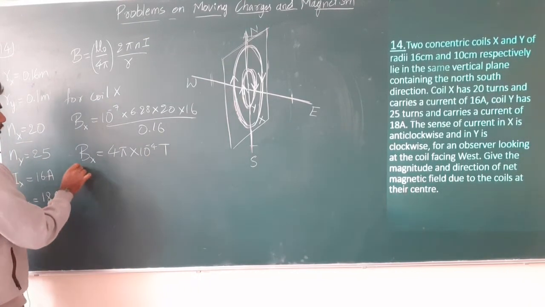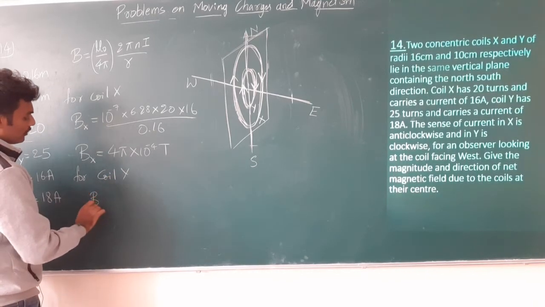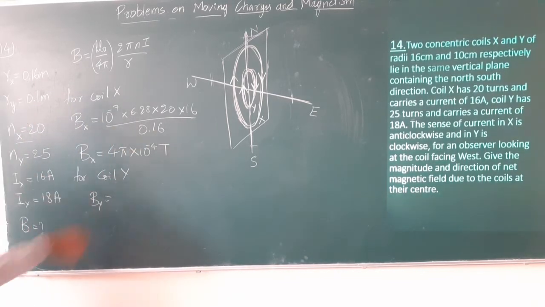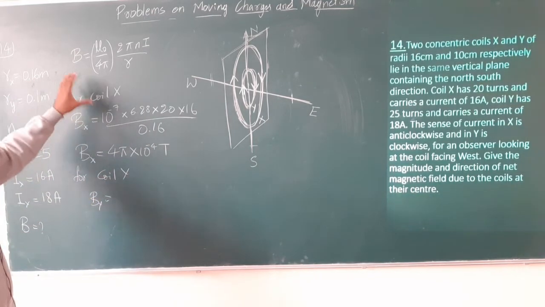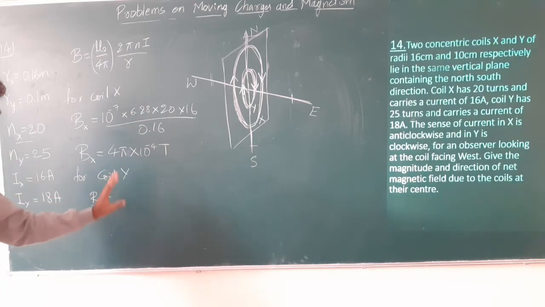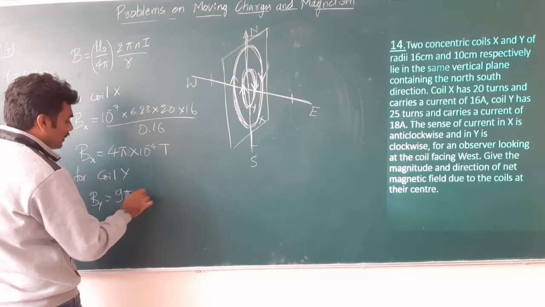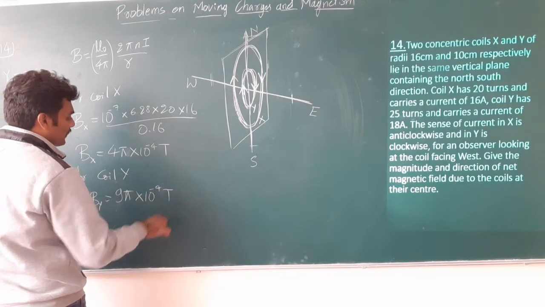Similarly, for coil Y, you do the same way, put the values of all of them. You should simplify, okay? Do not avoid the steps. Put the values, everything you put, do the calculation properly, and then put the value of By. So By is found to be 9 pi into 10 to the power of minus 4 Tesla.